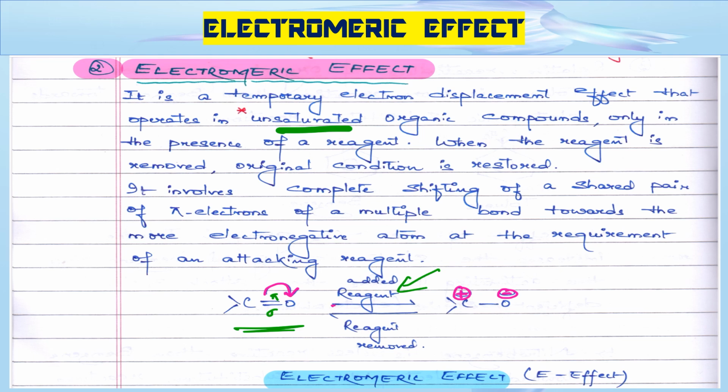Now this reaction is reversible. If you remove the reagent, then the original condition will be restored. So this is what electromeric effect is all about. You bring the reagent, there will be shifting of pi electrons towards the more electronegative oxygen atom in this case, and you remove the reagent, the original conditions are restored.